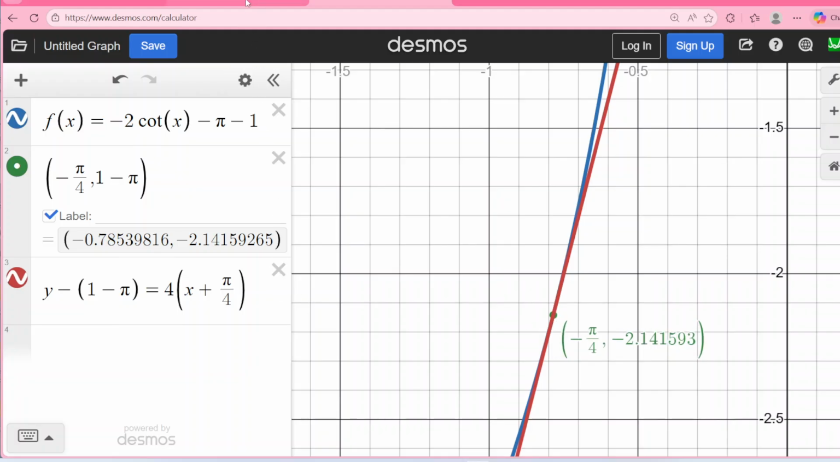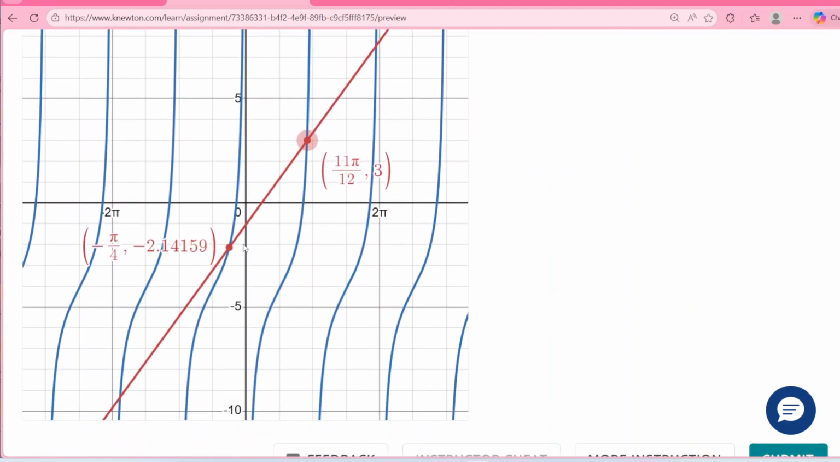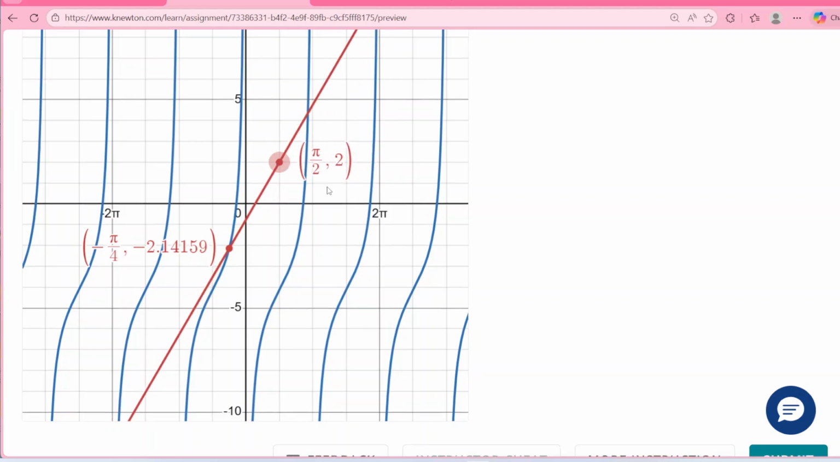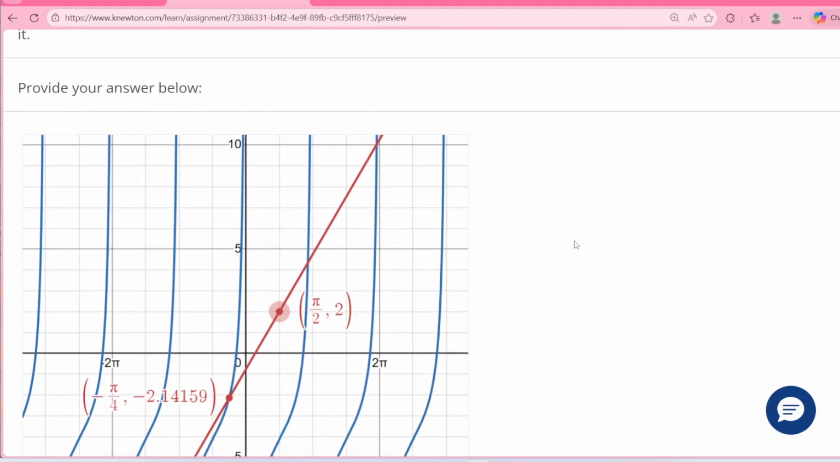So back in the problem. They gave us the point. See how they have the point at -pi/4, and then this is 1 minus pi here? They already gave us the point. You can't move that one, but you can move this one. Now it says to submit your answer by dragging the red point such that the drawn tangent line matches the equation for it.